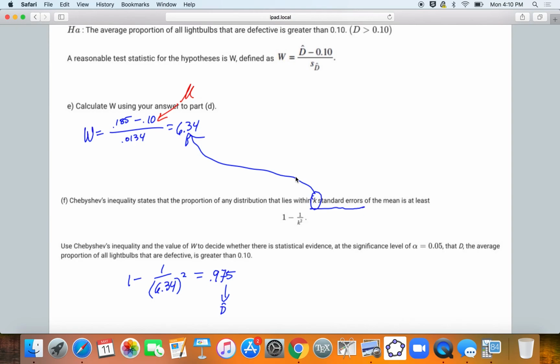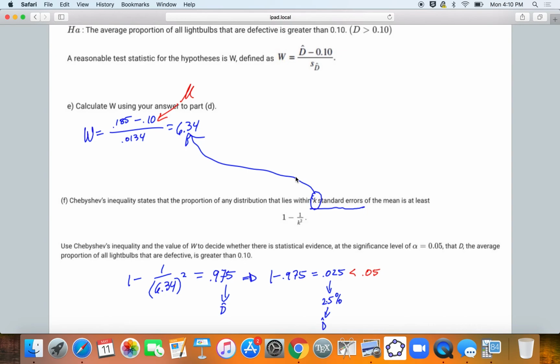And the answer is, from that we can say that 1 minus 0.975, or 0.025, which is 2.5% of values of d hat, so 2.5% of d hats fall outside of that range. So this is actually the value we want to compare to our significance level. And 0.025 is definitely less than our significance level of 0.05.